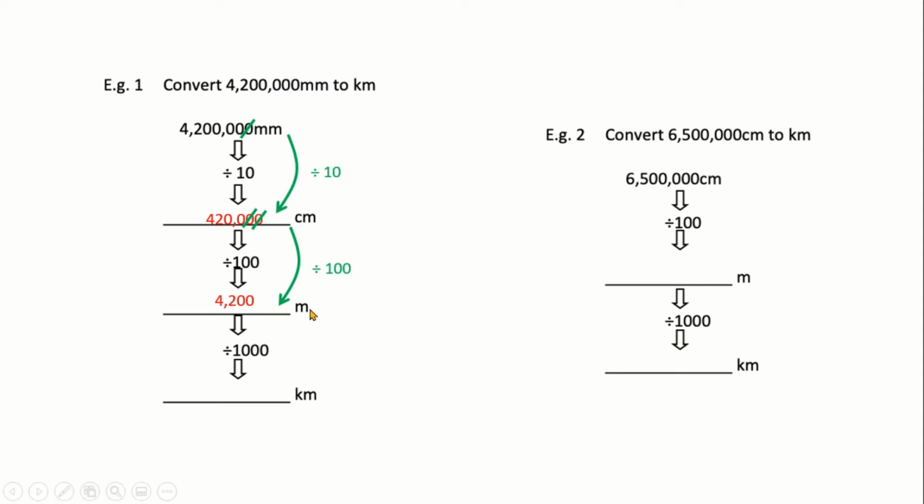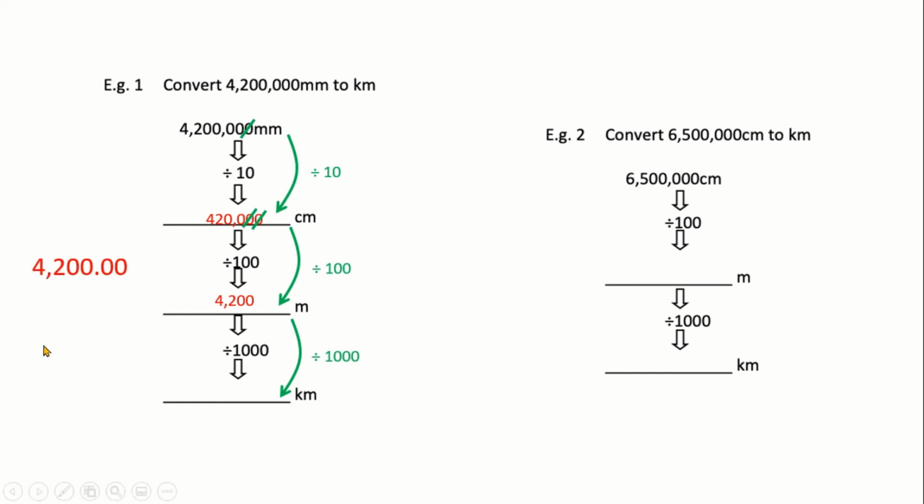Now I want to convert my 4,200 meters to kilometers. How am I going to do that? Well, I know that I need to divide by 1,000 because there are 1,000 meters in a kilometer. However, how am I going to knock off 3 zeros? It doesn't work here. You can't knock off 2 zeros and then knock off a 2.